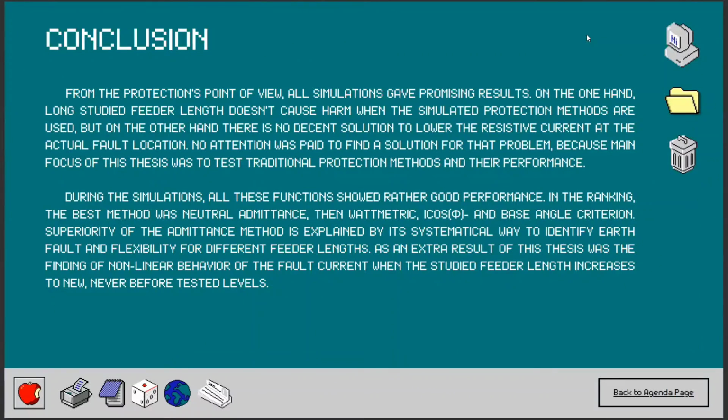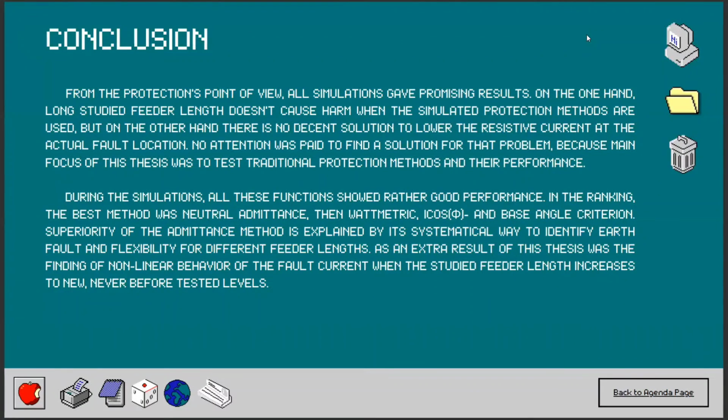Okay, so for our conclusion, from the protection points of view, all simulations gave promising results. On the one hand, long studied feeder length doesn't cause harm when the simulated protection methods are used, but on the other hand, there is no decent solution to lower the resistive current at the actual fault location. No attention was paid to finding a solution for that problem because the main focus was to test the traditional protection methods for their performance. During the simulations, all these functions showed rather good performance.